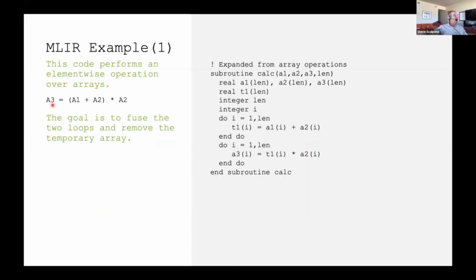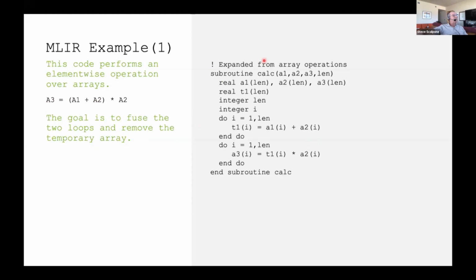So you can have array valued expressions. Think of this as array 1 plus array 2, then the sum multiplied by array 2 again. And the semantics are that these are added, there's a temporary array created, then that's multiplied by A2, then the result is put into A3. And in this case, pretty trivially, we know we can write directly into A3. But what we'd like to do is not create a temporary here and fuse the loops.